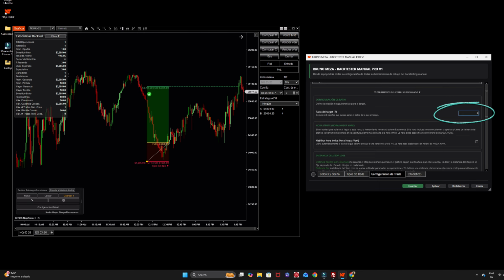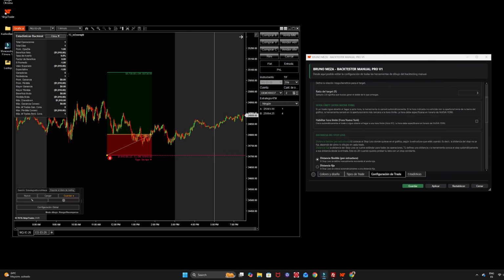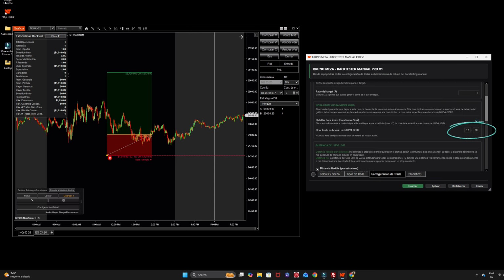For example, if your stop loss is placed at a distance x from the entry and your ratio is set to 2, then the target will be placed at a distance of 2 times the stop loss distance. The second parameter is the time limit. This parameter defines the time at which this trade type will automatically close its positions if the trade is still open when that time is reached.